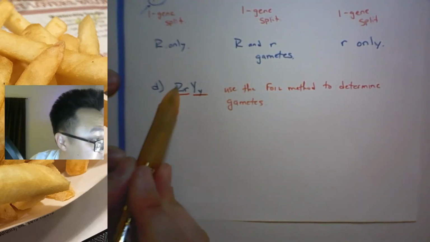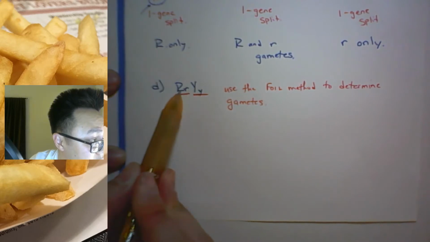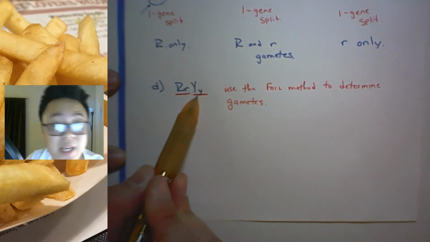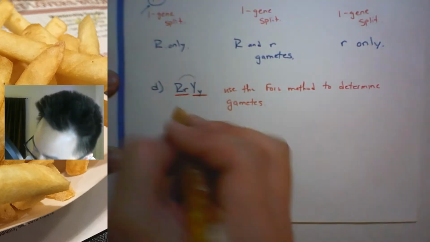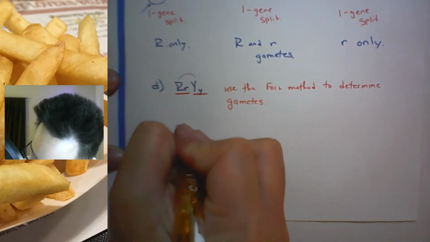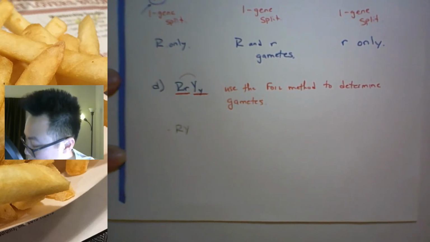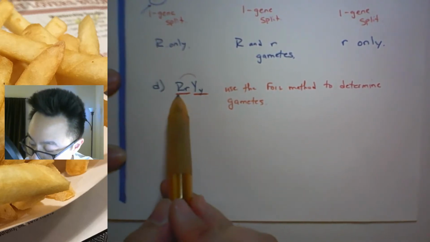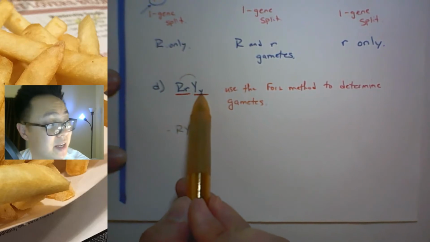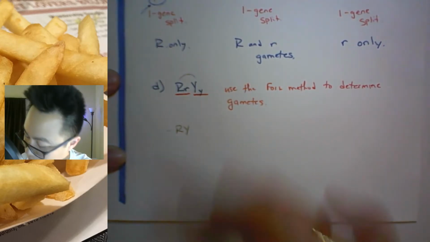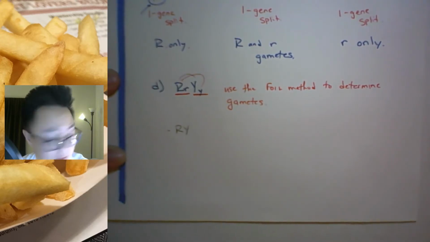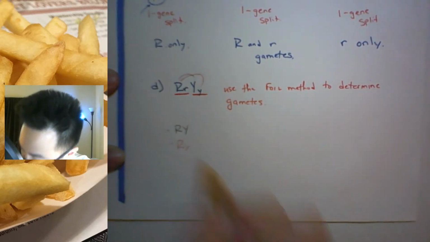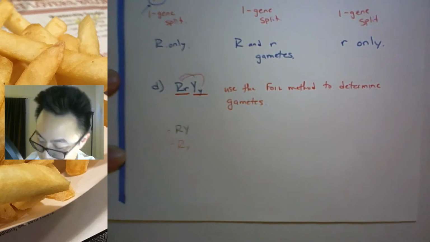Right here, big R, the first letter of the first group to the first letter of the second group. So one of the gametes here is big R, big Y. And then I take the first letter of the first group to the second letter of the second group. Right there. So it would be big R, little y.